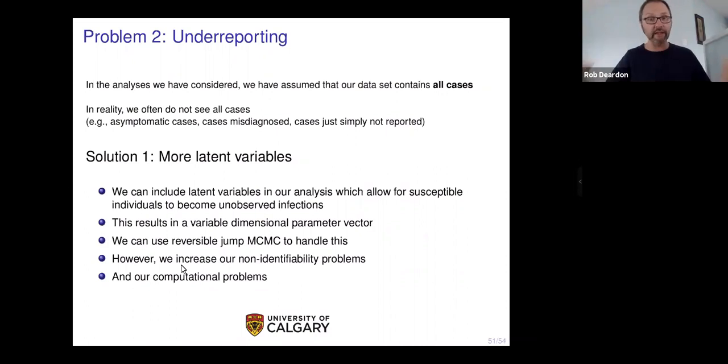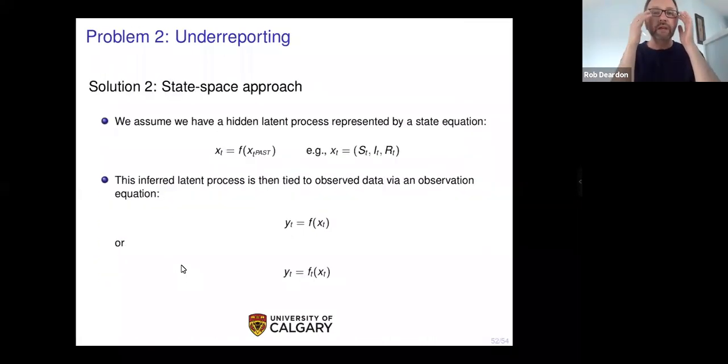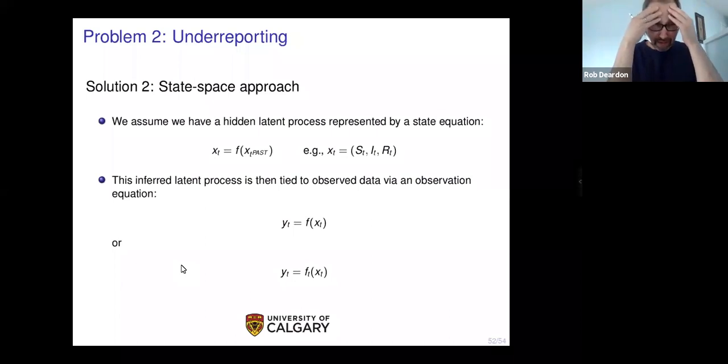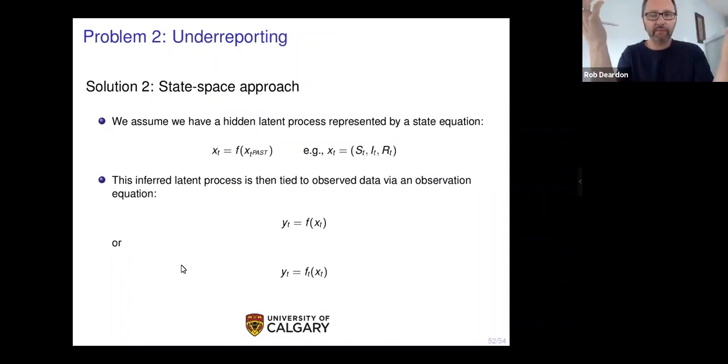In COVID, if I'm modeling a city of 1 million plus people, I don't think it's going to work. So a more general way of thinking about this, and this is where I'll come to Leigh's question, is to think about this in terms of a state space approach.